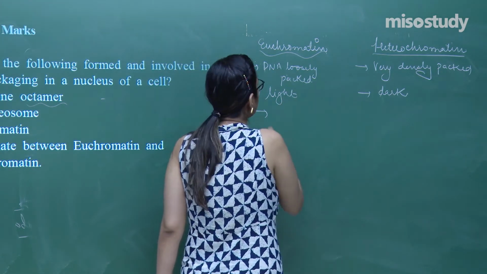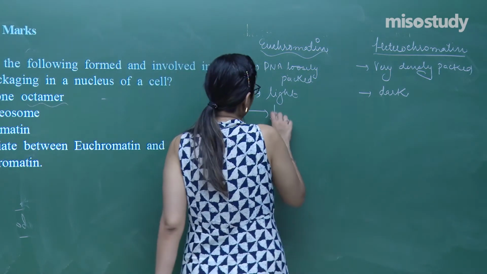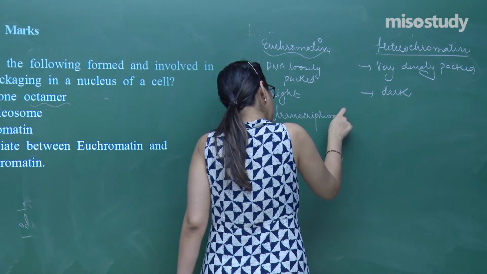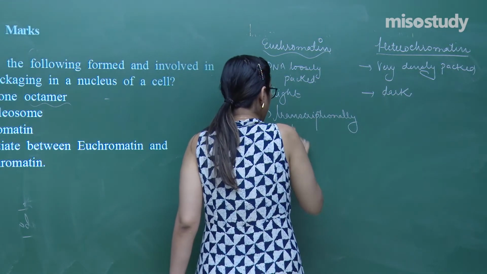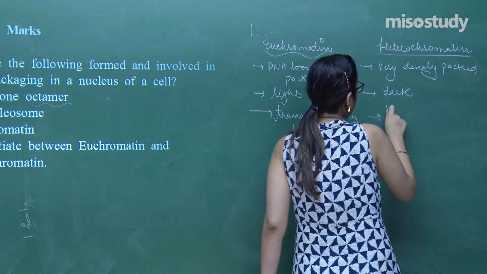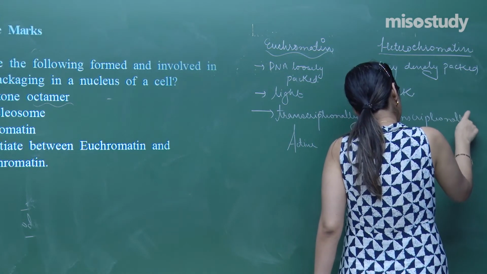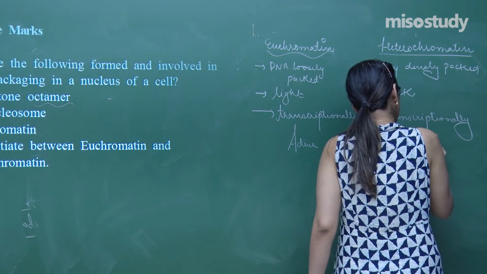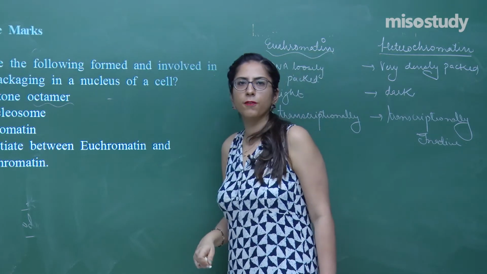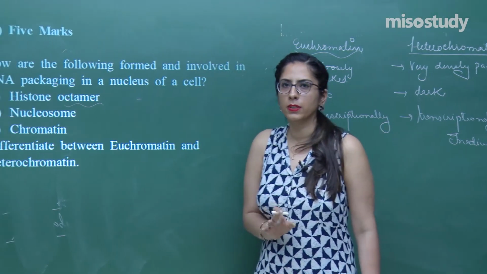Because they stain light, as we know, because they are loosely packed, they are transcriptionally active, whereas these are transcriptionally inactive. This is the difference between a heterochromatin and euchromatin. This was question number 9. Hope this is clear to you.